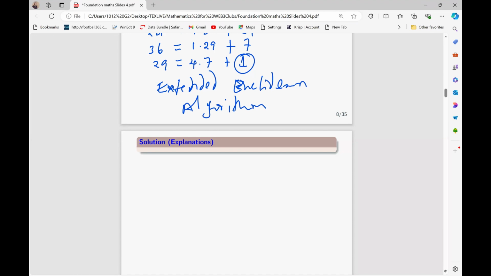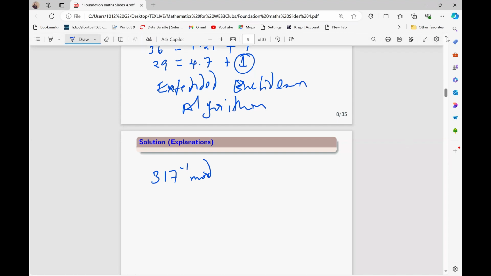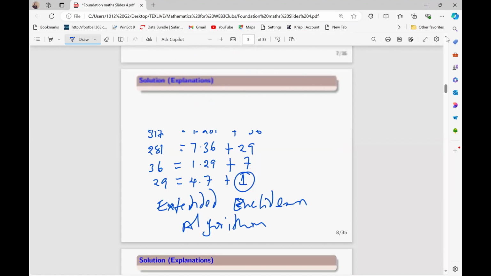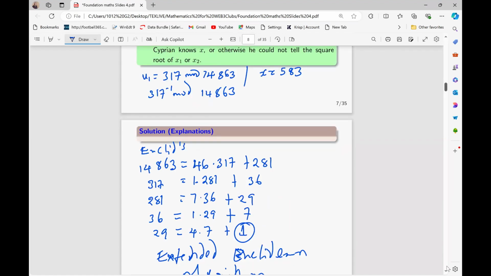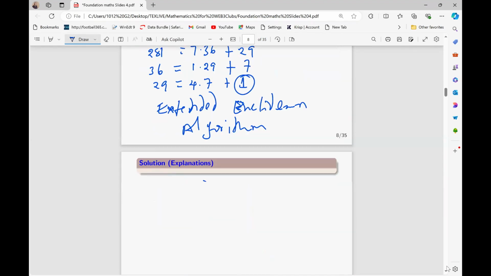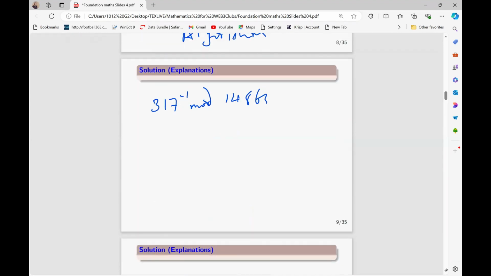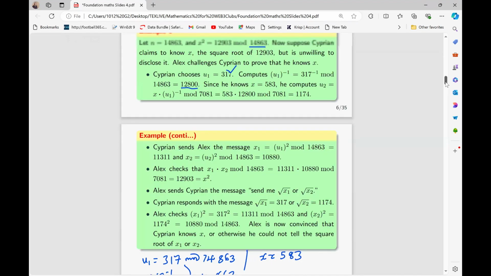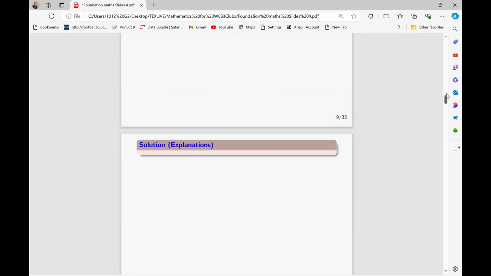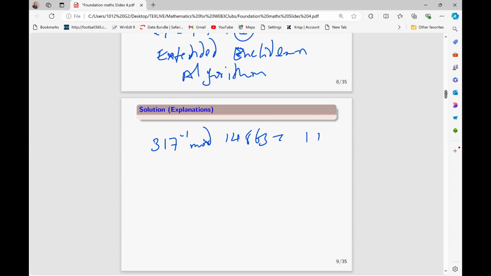When you do that, you get the inverse of, it was 317, yeah? Mod, what was the mod? Mod 14,863. Find this inverse to be, we had seen it to be what? The inverse is 12,800.